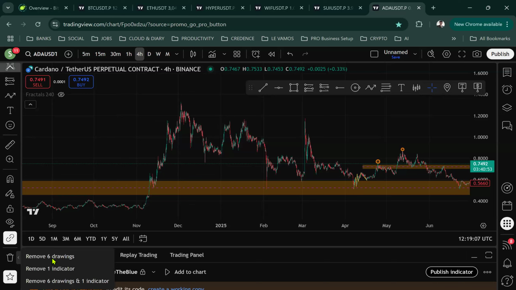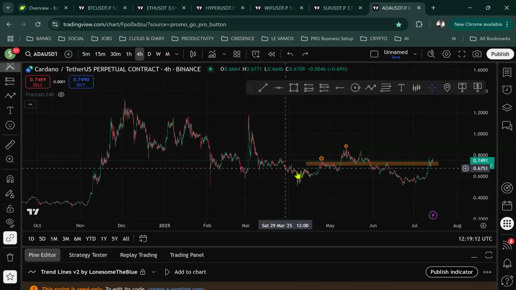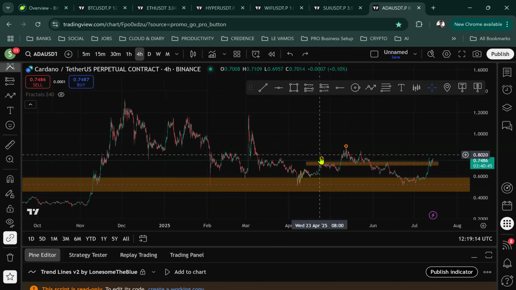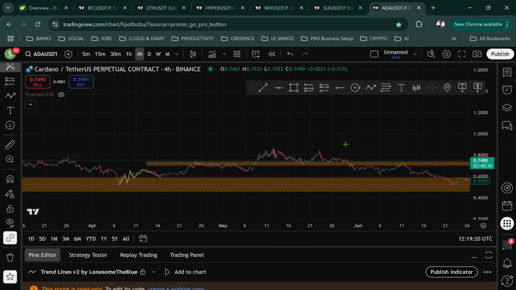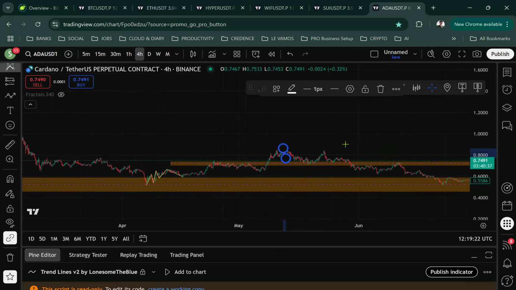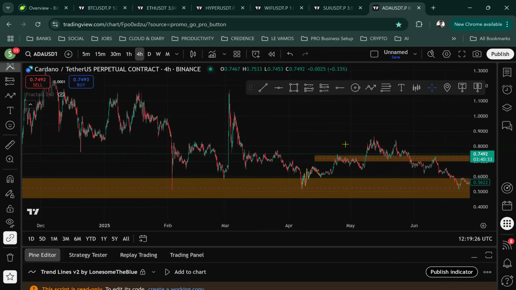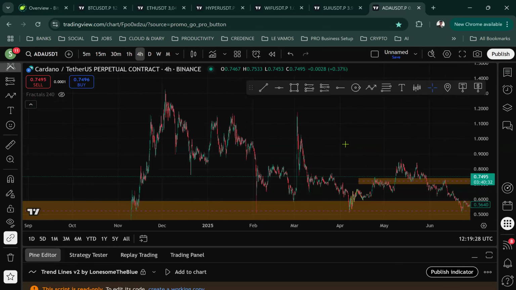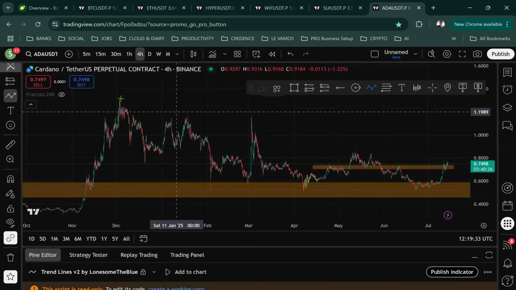I'm just checking now. Remove the drawings. Okay, so now the impulsive move that went to the top. I will maintain the key levels the same, right? The key levels are okay. So I will just maintain the key levels, and let me start from here.